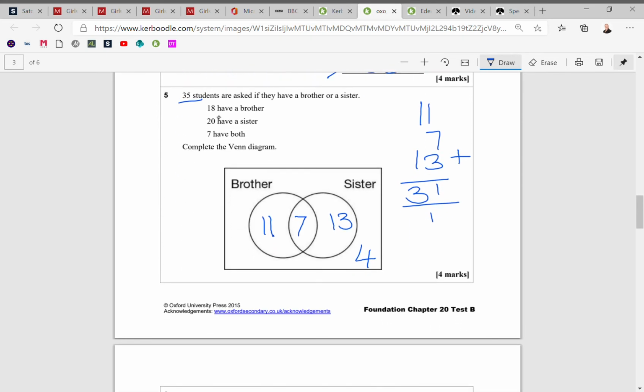Then to fill this in, 35 students in total, 18 have a brother, so that brother circle had to total 18. That sister circle had to total 20, and 7 was the middle bit. So because that had to be 20, I've used 7, that's 13 left. This had to be 18, I've used 7, that was 11 left. In total, for brothers and sisters, there was 31. There were 35 students, which meant 4 were only children.